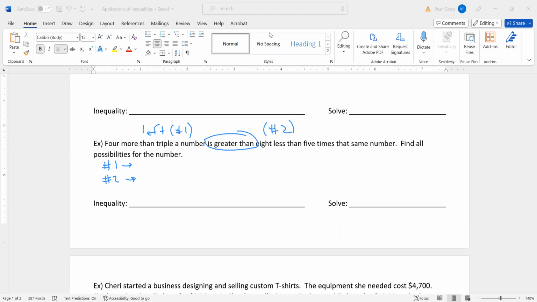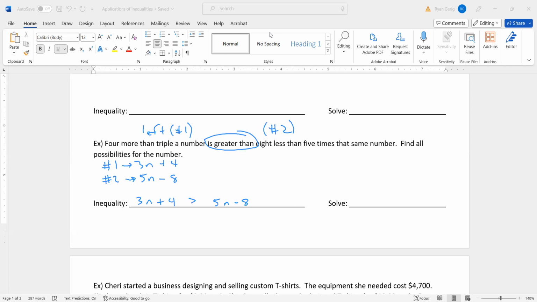So the left side, 4 more than triple a number. Triple a number is 3n. 4 more than that is plus 4. Is greater than 8 less than 5 times that same number. 5 times that same number would be 5 times n. 8 less than that would be minus 8. Now, the good news here is when I write this out, it tells me what sign to put. Is greater than. Got a sign for that.